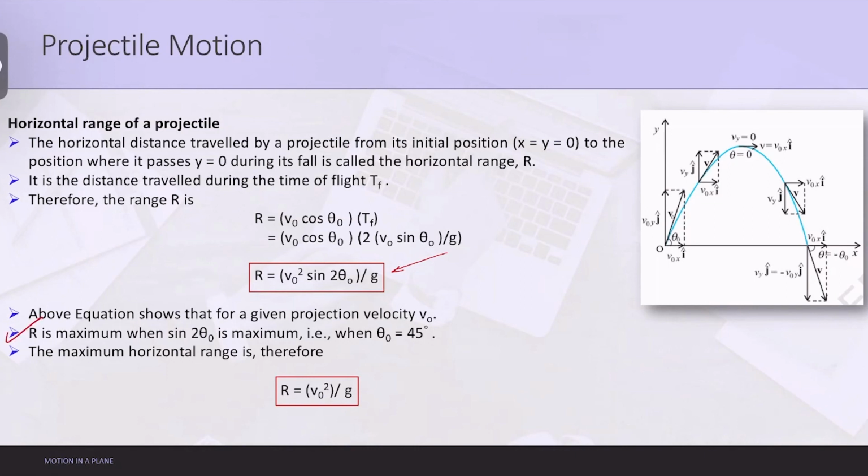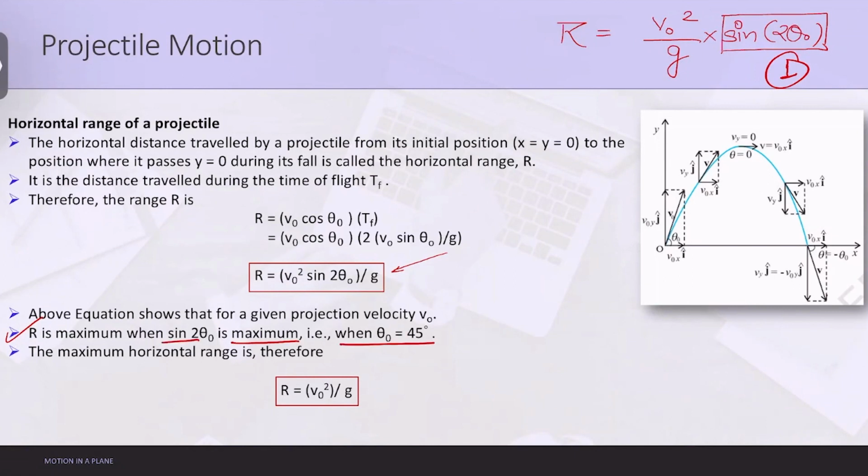Now when is this R maximum? If you look clearly at the formula we obtained for range, it's v naught square by g into sin 2 theta naught. We know the maximum value this can obtain, because v naught and g are the same, is 1. So when this is 1, we will get the maximum value of range. So R is maximum when sin 2 theta naught is maximum, that is when theta is 45. Try to put theta equal to 45 here. You will get 2 into 45, which is sin 90, which is equal to 1.